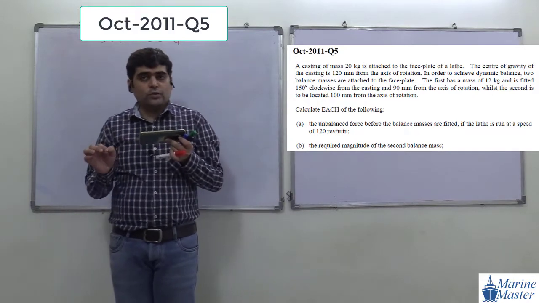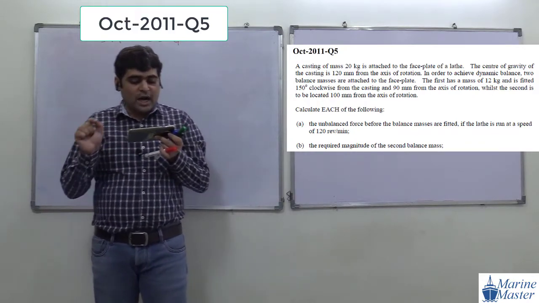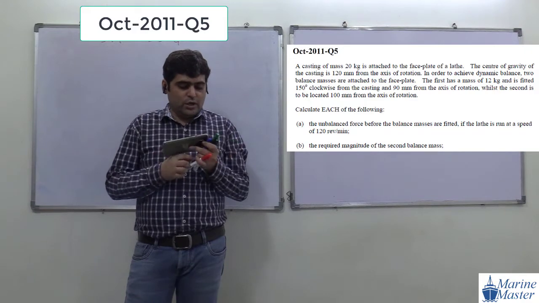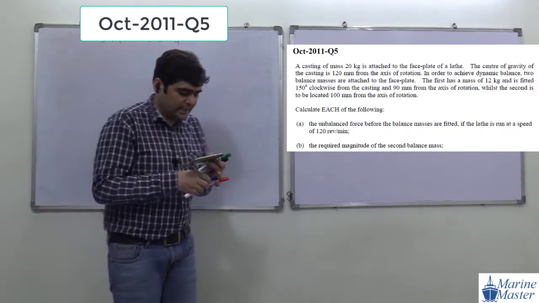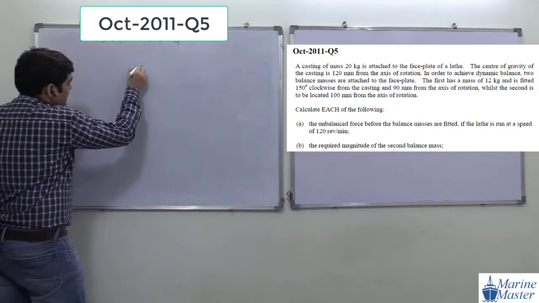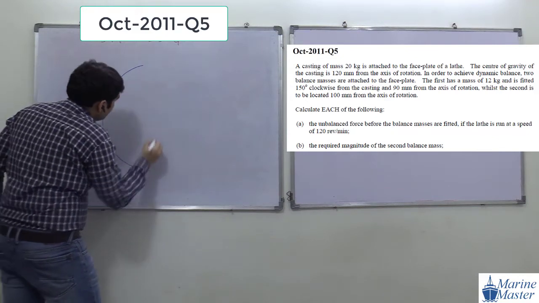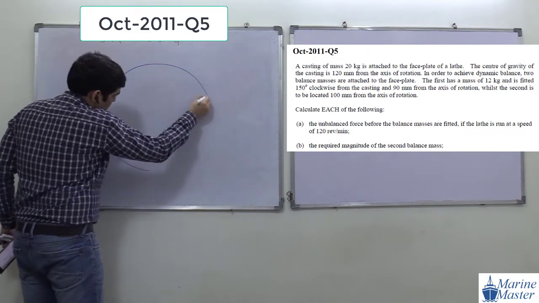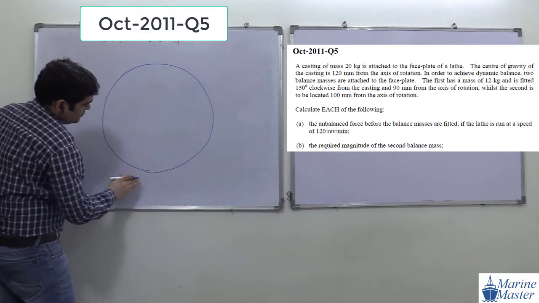We have a casting whose mass is 20 kg attached to a face plate of the lathe. So here we have one face plate of the lathe. I am going to draw one face plate of the lathe. So this is our face plate of the lathe.